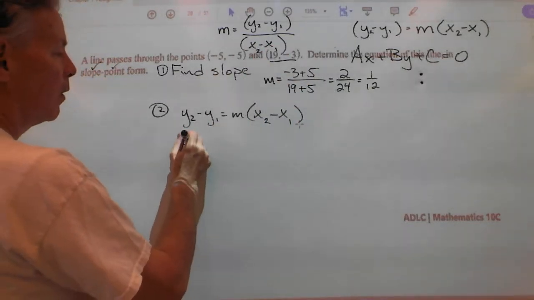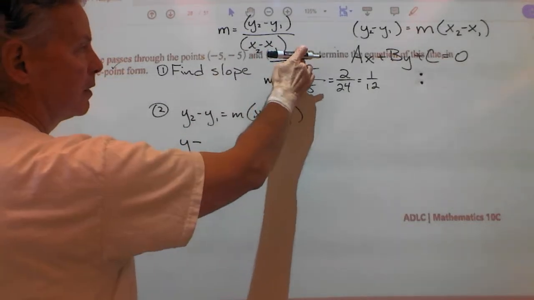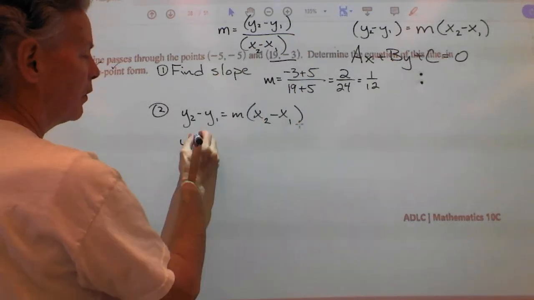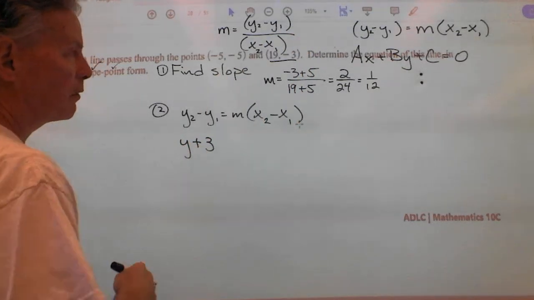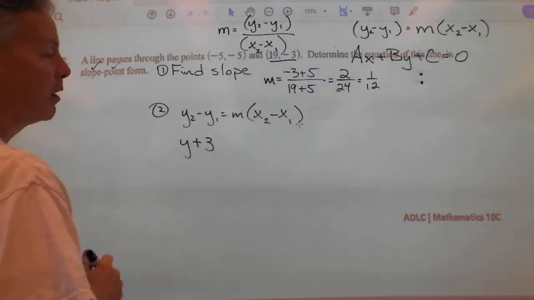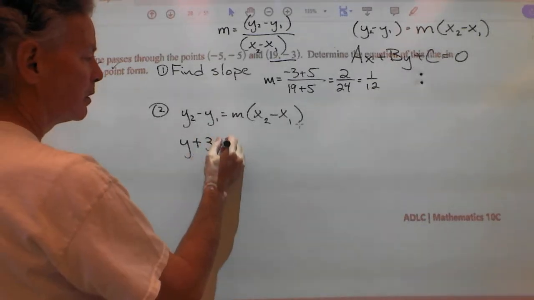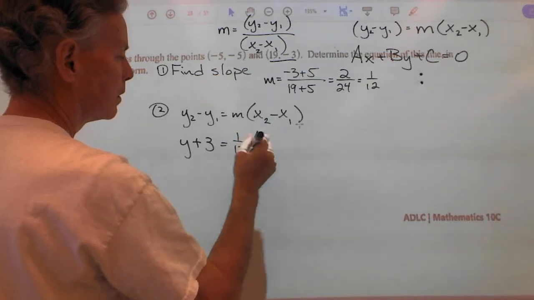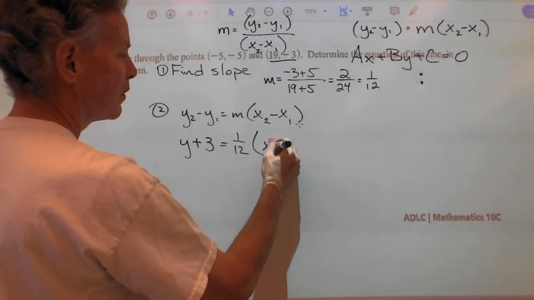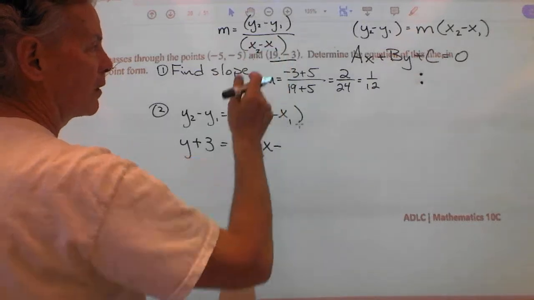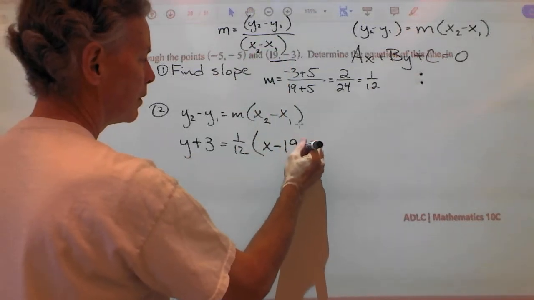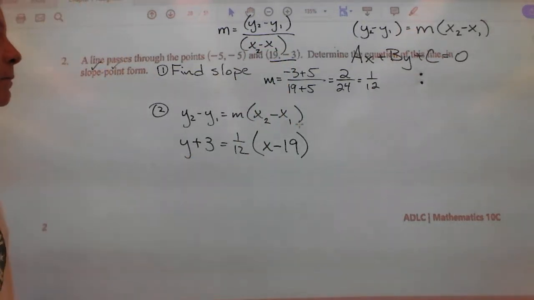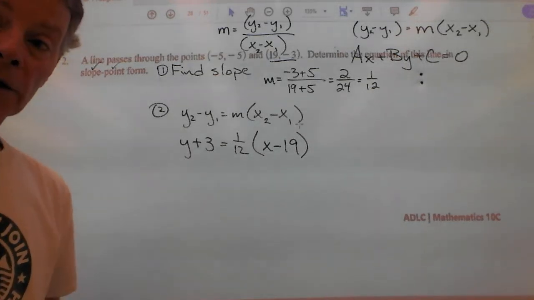So y minus, since we're subtracting negative 3 here, we write it as plus 3, right? Subtracting a negative is more simply written as addition. Our slope is 1 over 12 times x minus our x coordinate, which in this case is 19. And we're done. That was a lot easier than the first one.